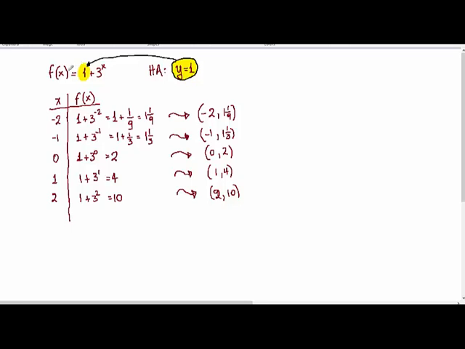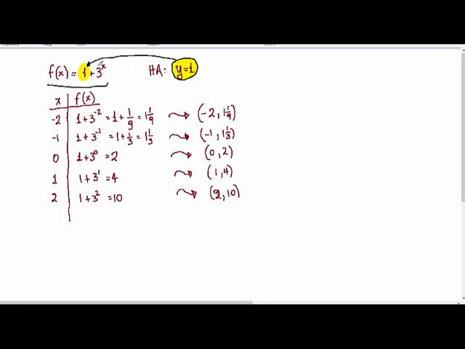Let's graph the exponential function 1 plus 3 to the x. What we want to do here is to graph the specific function using a table of values that I have already created here for you that give us the different points that we will connect in order to get the curve for this function.